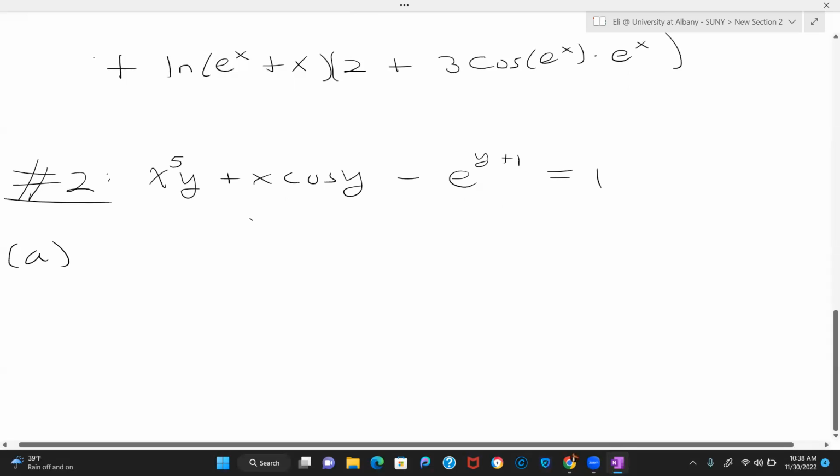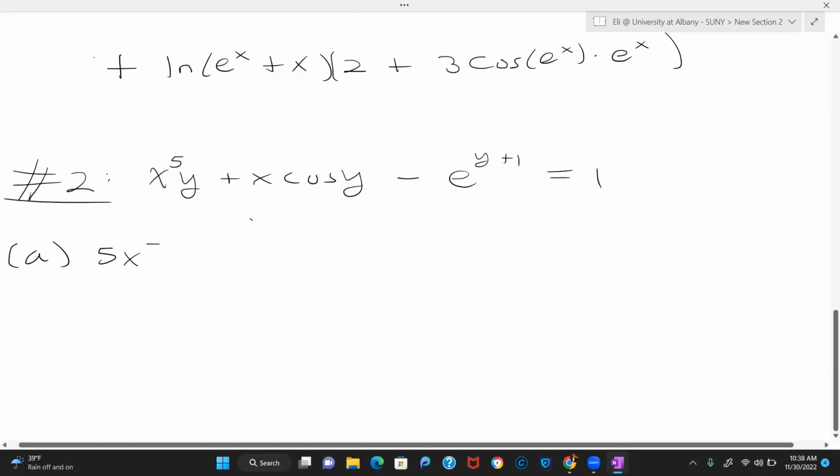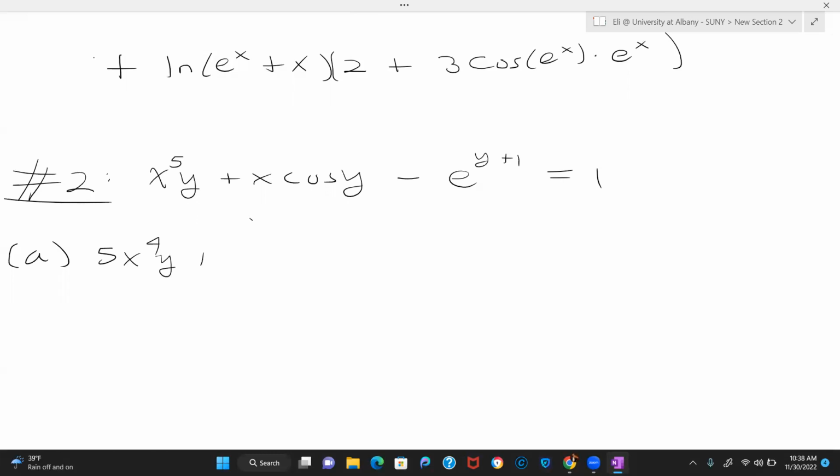So when you differentiate this, we're going to differentiate each term. For the first term, you have to use the product rule. So it's going to be derivative of the first function times the second function plus the first function times the derivative of the second function. All right, so that's the first term.